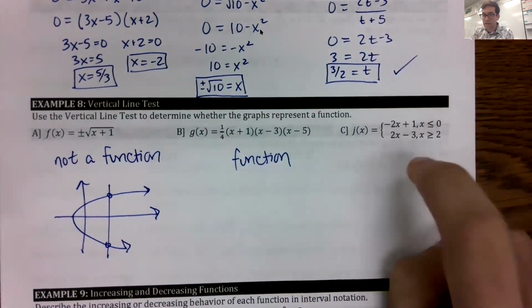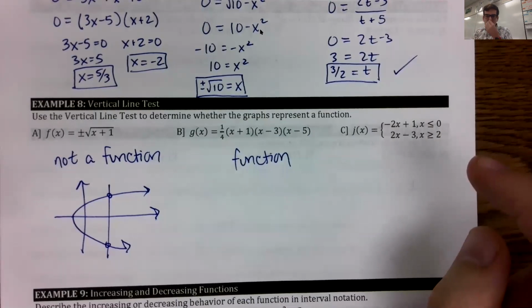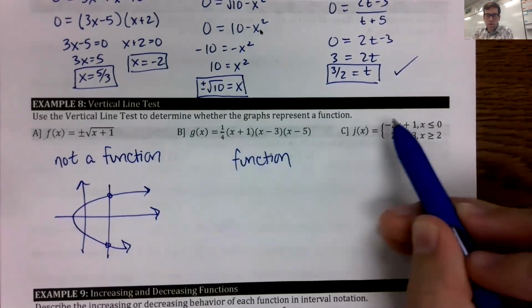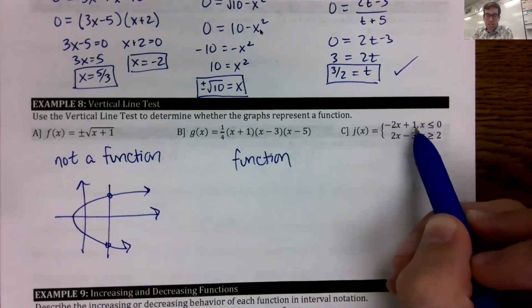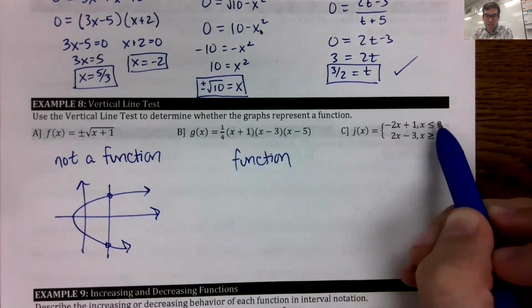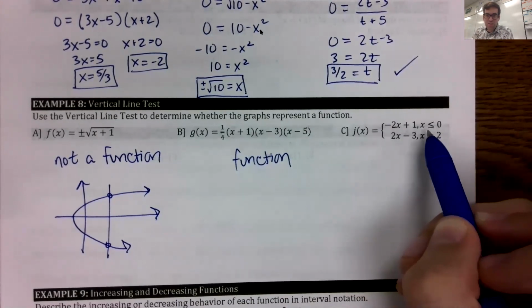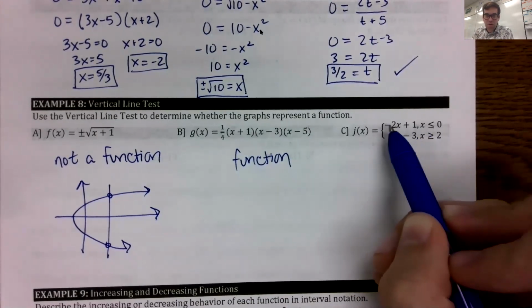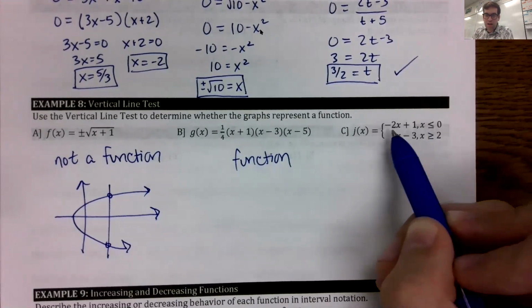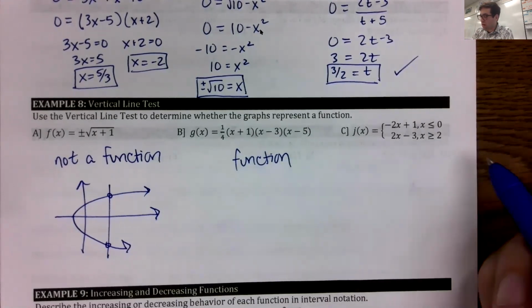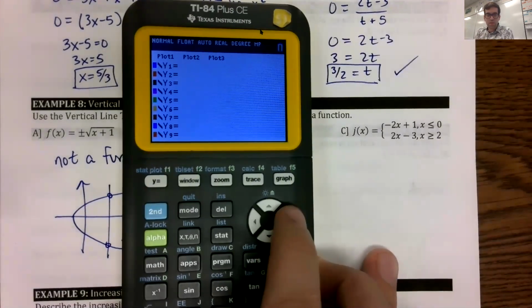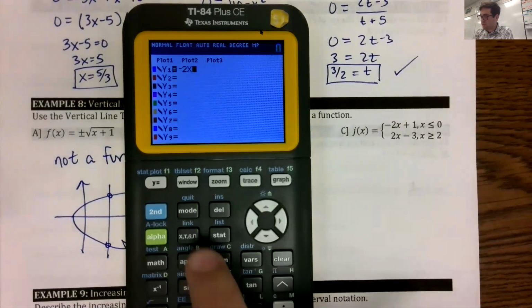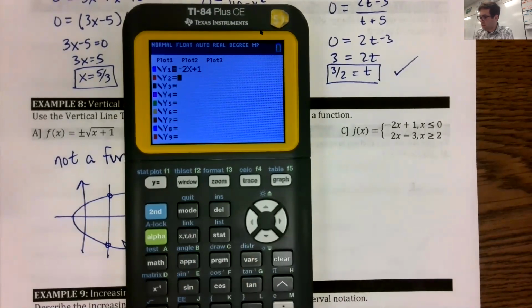And the last one. Okay, now we have a piecewise. So in a piecewise function, you might remember that the first part tells you part of the equation, and the second part tells you when that is true. So whenever x is less than or equal to 0, this line is going to be what we have. Whenever x is greater than or equal to 2, then we have 2x minus 3. So on my calculator, I'm just going to graph both of these. Negative 2x plus 1 and 2x minus 3.